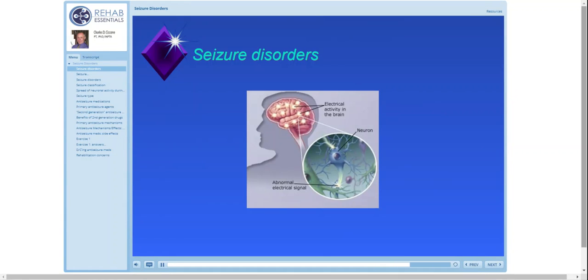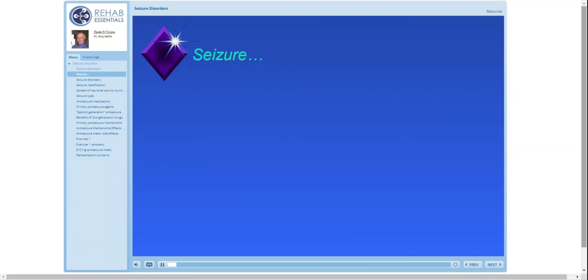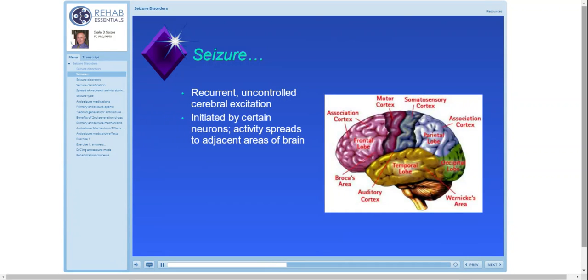First, we'll talk a little bit more about the seizures themselves. So what is a seizure? It's a recurrent, uncontrolled cerebral excitation. In many situations, a group of neurons start or initiate the seizure activity. That activity can then remain localized in one area of the brain, or it can spread throughout other areas of the brain, depending on the type of seizure.